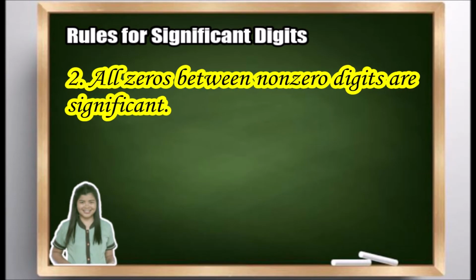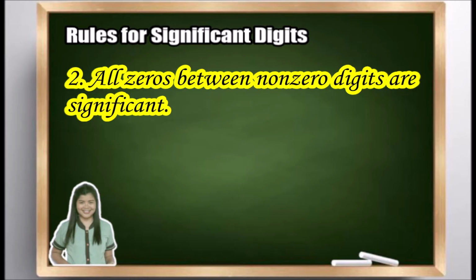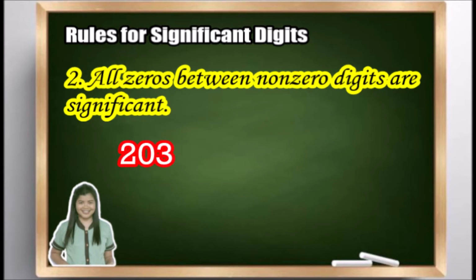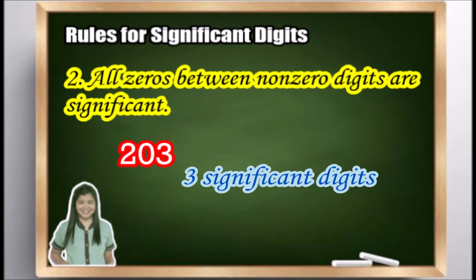Second, all zeros between non-zero digits are significant, or in vernacular way, tanang zero nga natung-an og dili zero nga digits kay significant. Example, we have 203. So in this number, there are 2 non-zero digits, 2 and 3. And there is also a 0 in between non-zero digits. So naay 0 tunga ni 2 og 3. So 0 will be counted as significant kay napatungan man siya ni 2 o ni 3, which are non-zero digits. So in 203, there are 3 significant digits.